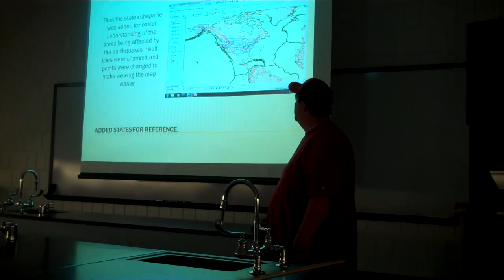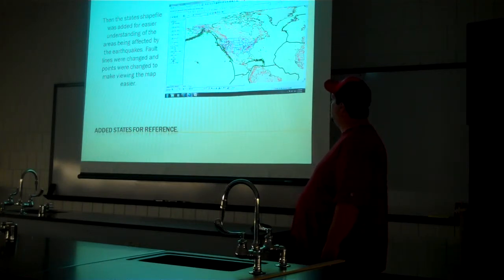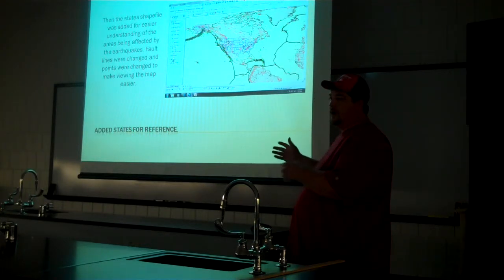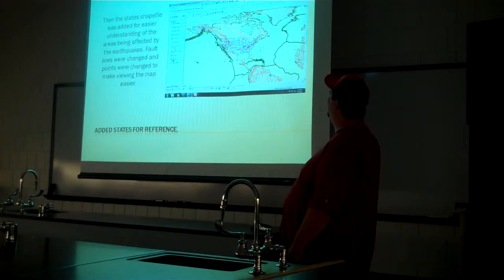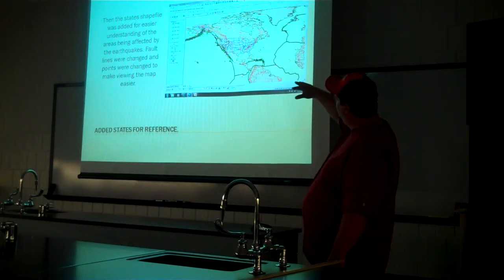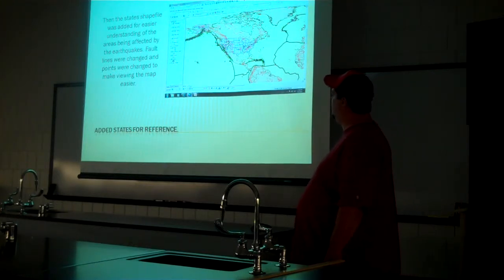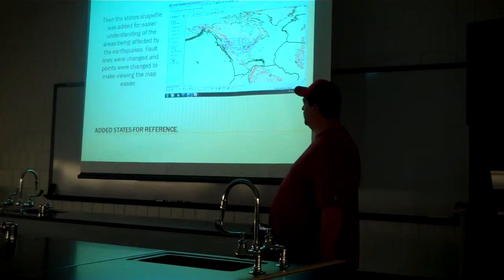And I went backwards. There we go. So I added the states shapefile on here, and I got Hawaii and Alaska on here. Anyway, I added the state shapefile, changed the fault lines to red, and played with the colors a little bit. That way it was easier to see and to view.